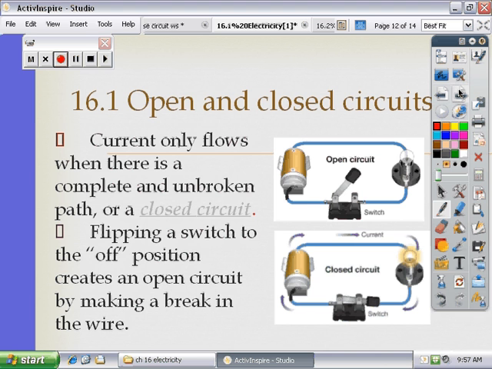Think about when you turn the light switch on, what are you actually doing? You're connecting the circuit, making it closed. So when you turn it off, you are opening the circuit to prevent the flow of electrons that makes the lights work.